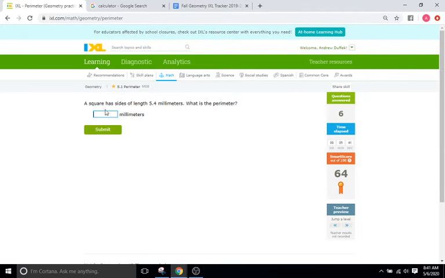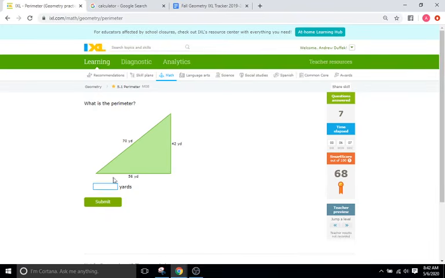Okay, a square has side lengths of 5.4 millimeters. What's the perimeter? So this is a square, so each side is 5.4. So 5.4 plus 5.4 plus 5.4 plus 5.4, or 5.4 times 4. And that's going to be 21.6.